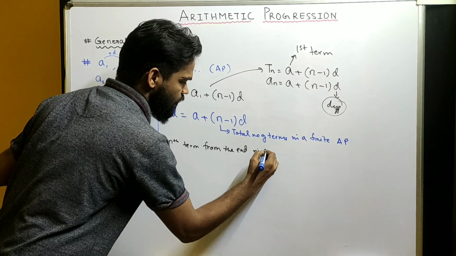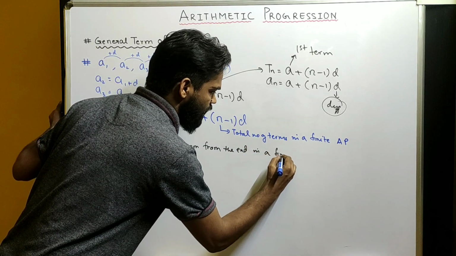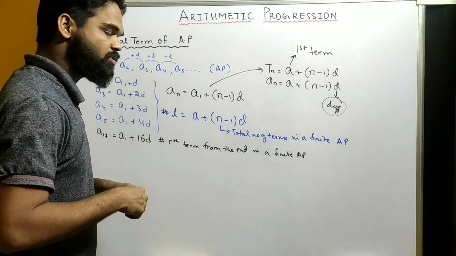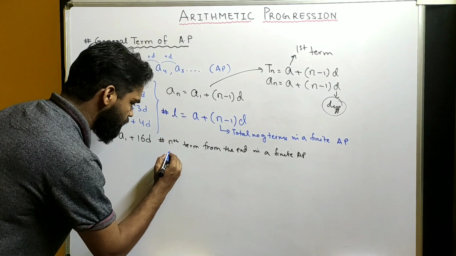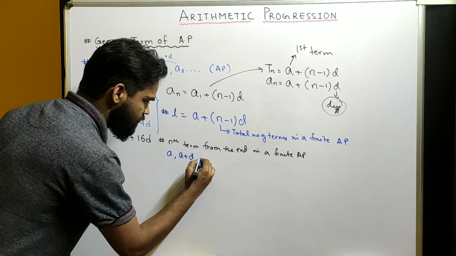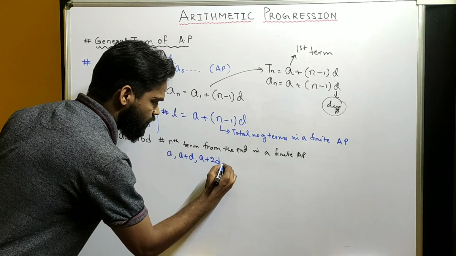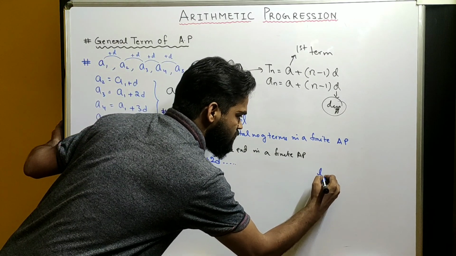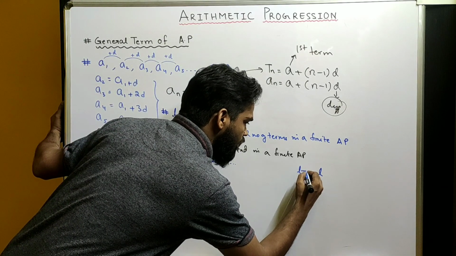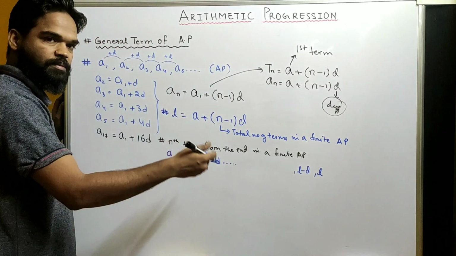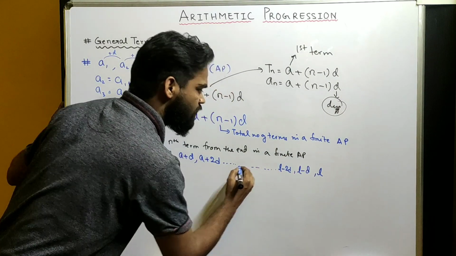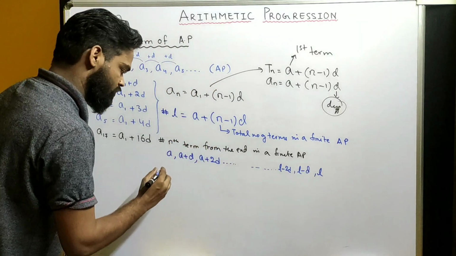Now let us see how to find the nth term from the end in a finite AP. Suppose I take a sequence of numbers in AP. Suppose I take a, then the second term will be a plus d, then a plus 2d, and so on. Suppose the last term is l. Then the term previous to the last term will be l minus d. Similarly, previous to this will be l minus 2d. Isn't it?